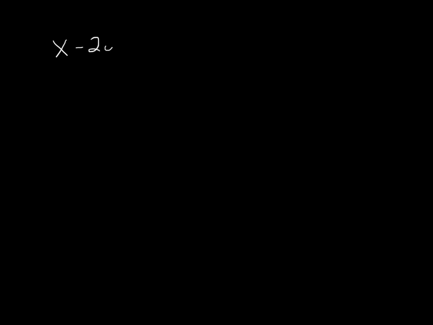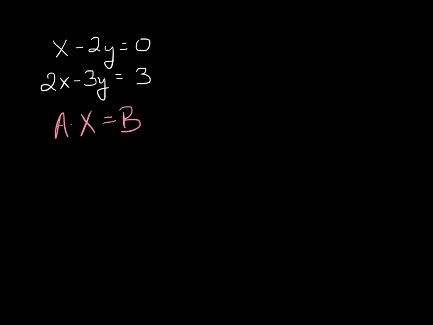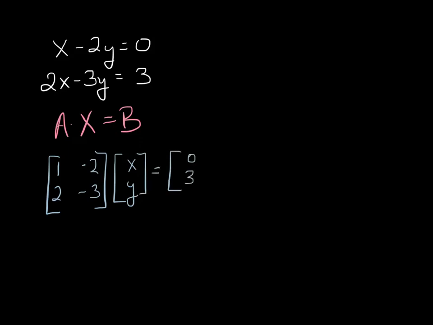So here's how this works. Let's say we've got x minus 2y equals 0 and 2x minus 3y equals 3. So we need to set up our A, our X, and our B. Matrix A is going to be the coefficients of x and y. So matrix A looks like this: 1, negative 2, 2, negative 3, times x, y, that's what we're solving for, should be equal to 0, 3.